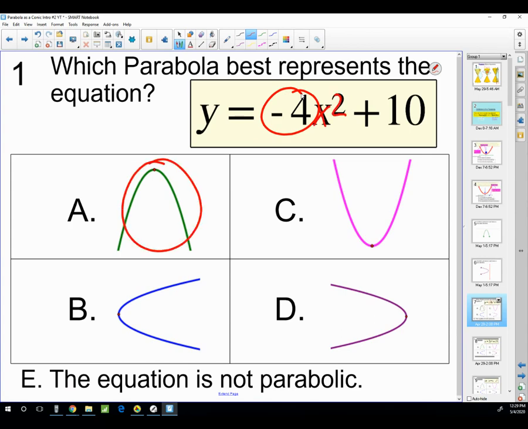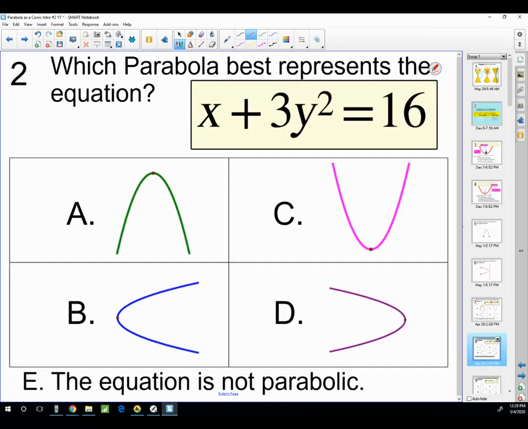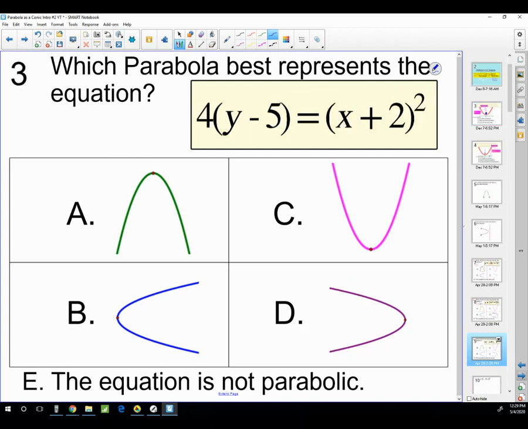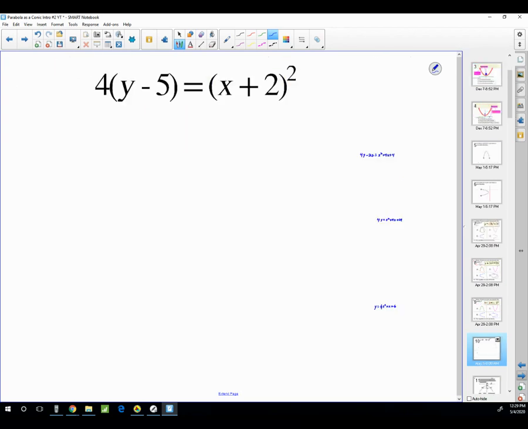Keep in mind it's Socrative. If I ask for number 1, that's what I mean right there. Number 2, you want to isolate the linear variable and say x equals negative 3y squared plus 16. This is not a function because y is squared, and a negative lead coefficient makes the answer D. Pretty simple.